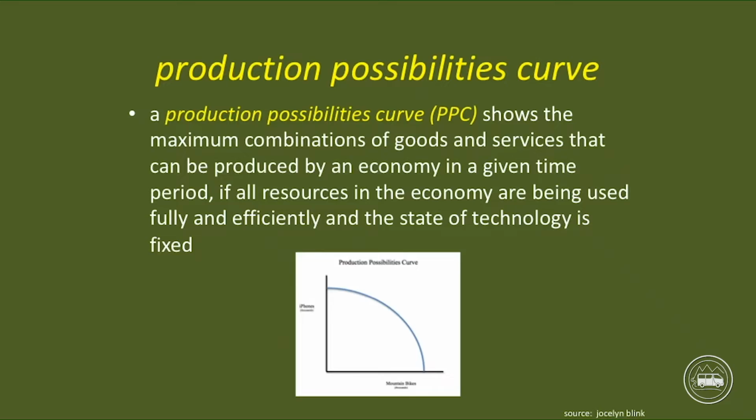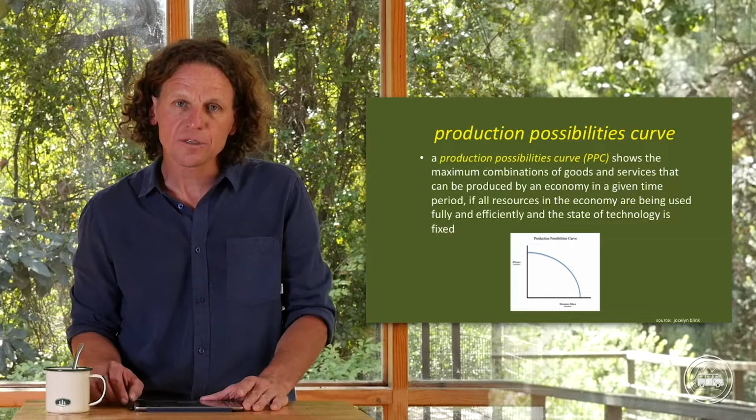So let's go through it again. A production possibilities curve shows the maximum combinations of goods and services that can be produced by an economy in a given period of time if all resources in the economy are being used fully and efficiently and the state of technology is fixed. And this is what economists do.